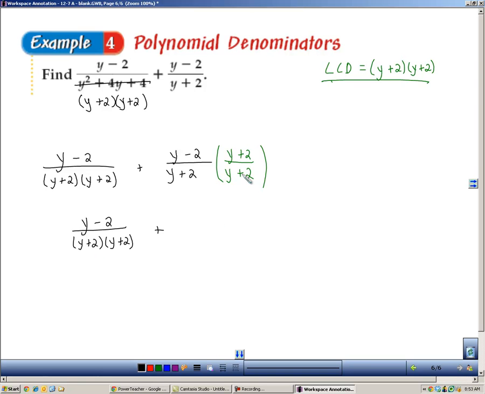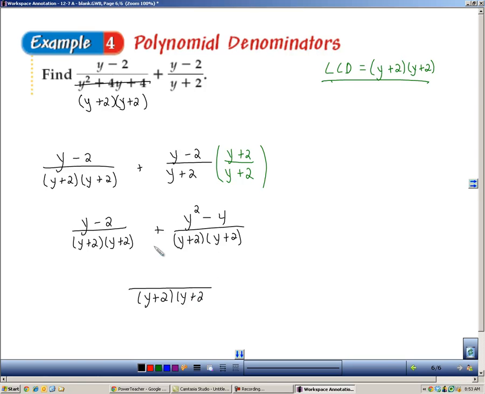Now over here, y minus 2, y plus 2, those are conjugates. They create a difference of squares. You square the first term, you square the last term, and you put a minus sign in the middle. And that's over the y plus 2 times y plus 2 denominator that I was looking for. So now that these have common denominators, it's a matter of adding the tops together and putting them over the common denominator of y plus 2, y plus 2.